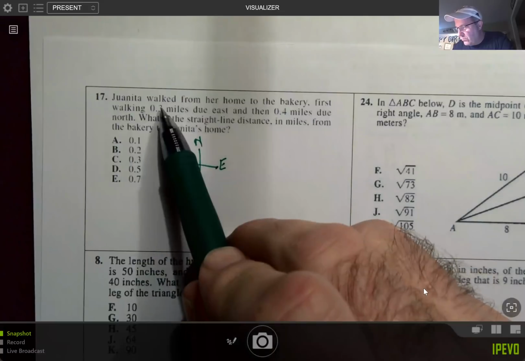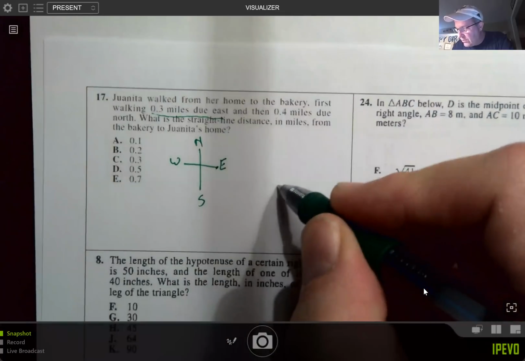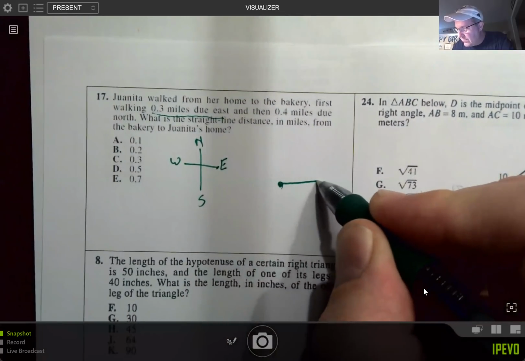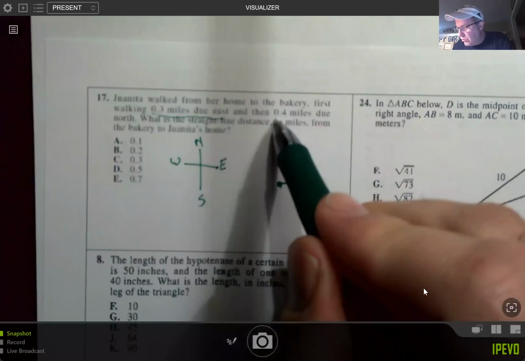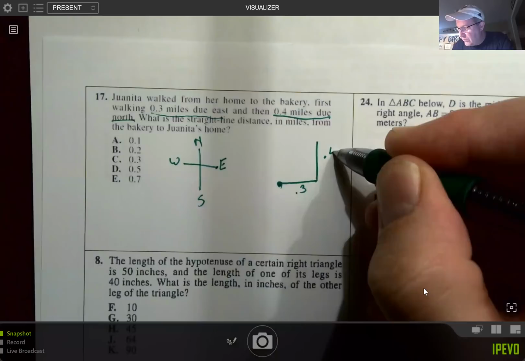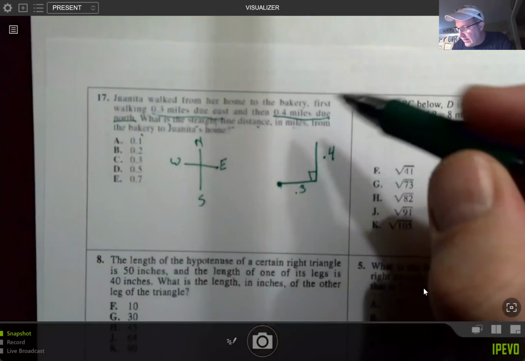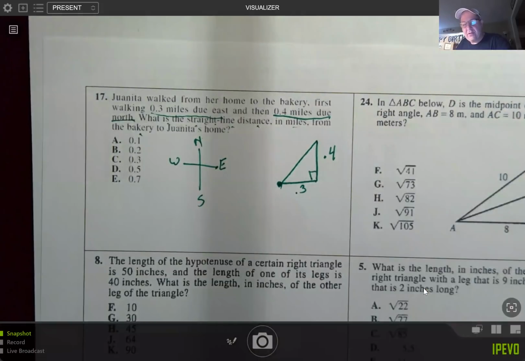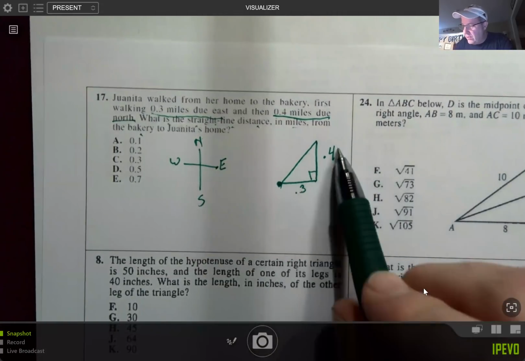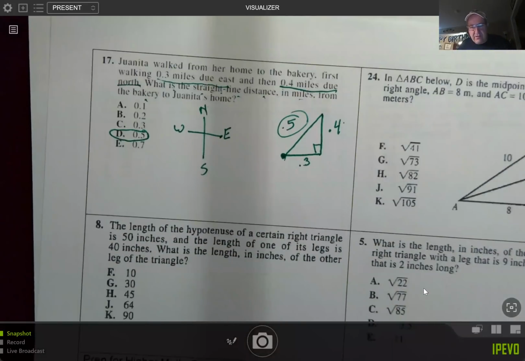It says, Juanita walked from her home to the bakery, first walking 0.3 miles due east. So let's say Juanita starts here. 0.3 miles due east, then 0.4 miles due north. What is the straight line distance in miles from the bakery to Juanita's home? How long is that? Well, this is the right triangle, and I'm hoping you see the 3, 4, 5 triple that we need, which is letter D. These triples are really, really a fast way to go about doing these.